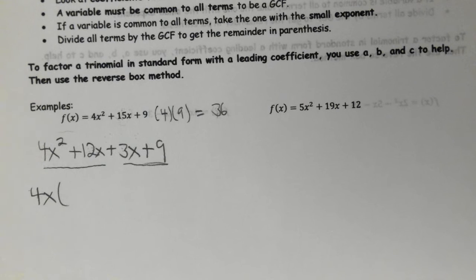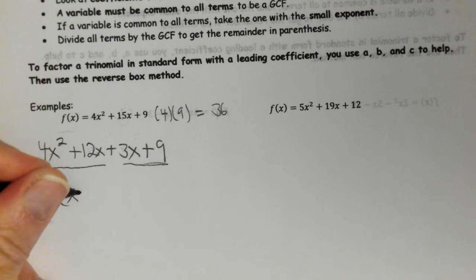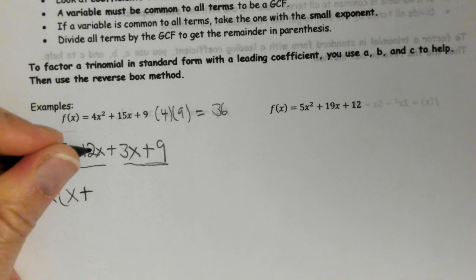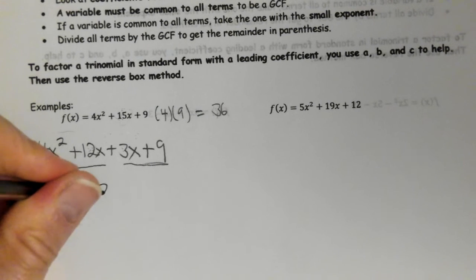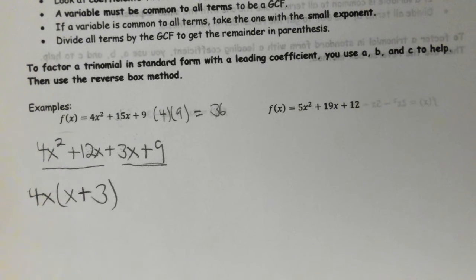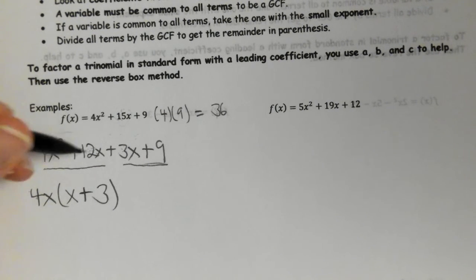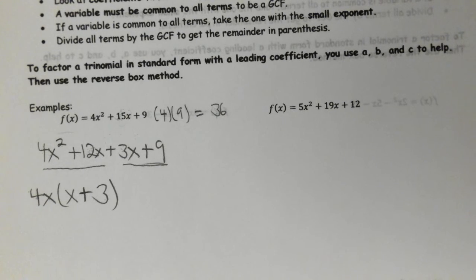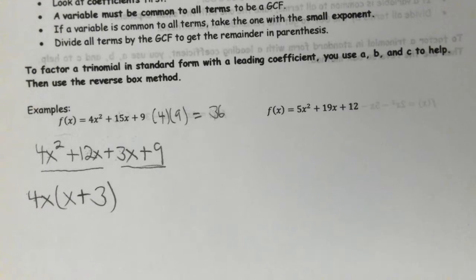Just like we did in our last lesson, I'm pulling out a 4x from this. When I divide that out, what's the result? 4x squared divided by 4x, the 4's cancel, and x squared divided by x is x. My sign is plus. 12 divided by 4 leaves me with 3, and then the x cancels. So when I pull a 4x out of these two, I'm left with x plus 3 in the parentheses. Now I'm going to slide over and factor the next two terms.